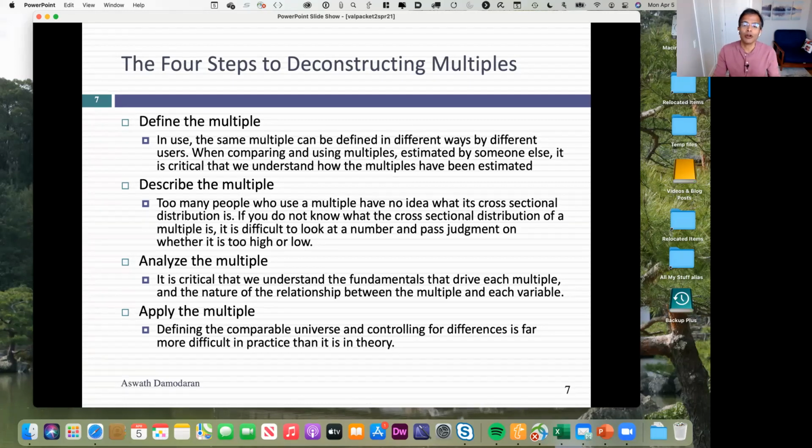So if I tell you a stock is cheap because its price to book ratio is less than 1, I want you to know what questions you need to ask me to make sure that this stock is cheap, rather than something that just looks cheap. And only then am I going to apply the multiple. Define, describe, analyze, apply. You know what I think the problem is? We're in such a hurry to apply multiples. We want to use them to find good stocks. We skip the first 3 steps, and that is extremely dangerous.